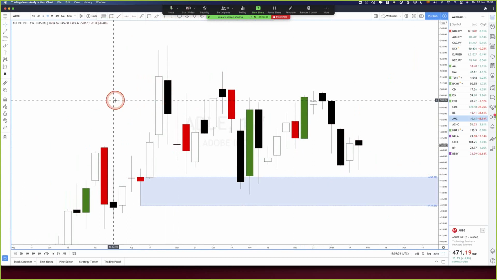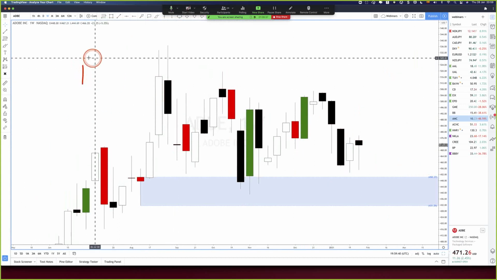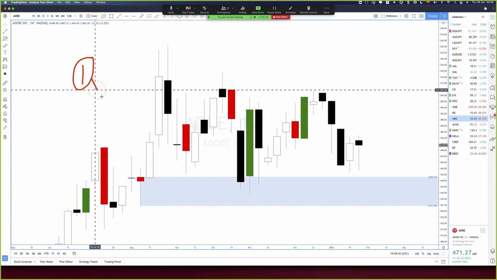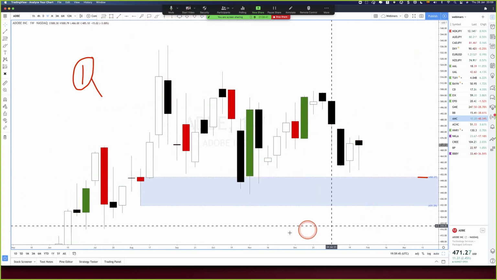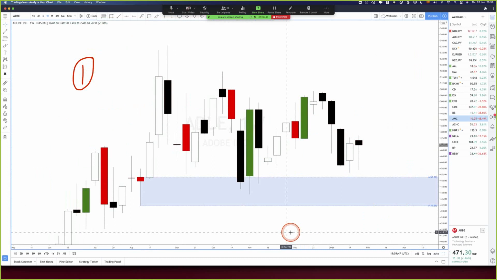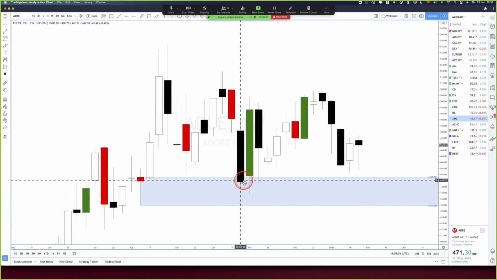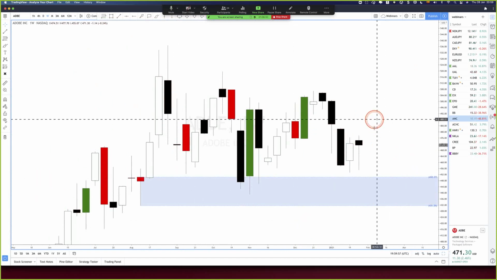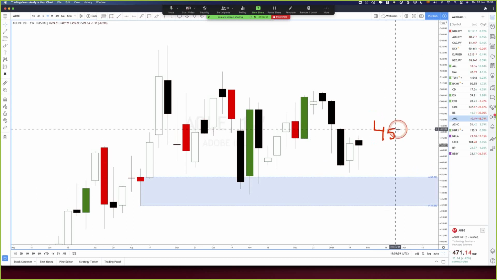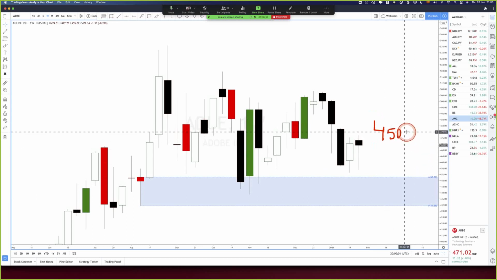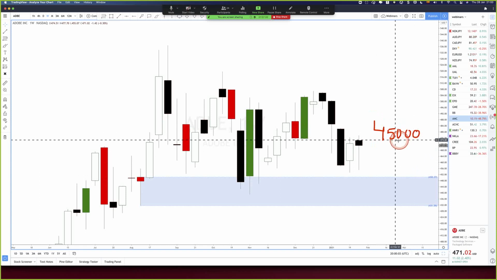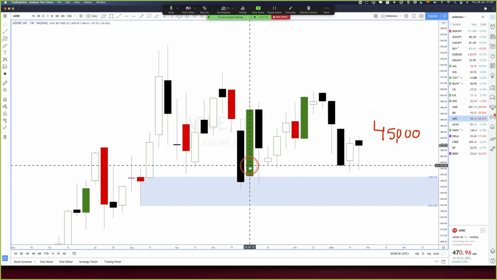So with many brokers, you can buy one single share. How much would it cost you? $450. Do you have $450 on your account to buy? Then you can do it. It's as simple as that. If you want to buy 100, it's going to cost you $450 multiplied by 100. It's going to cost you $45,000. I'm not doing that. Okay?